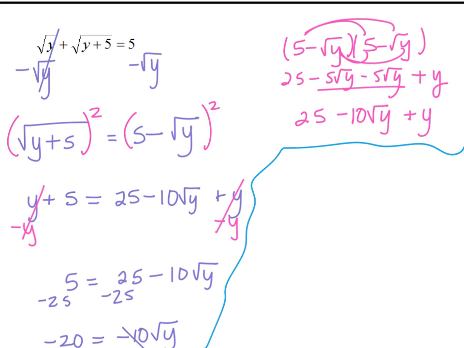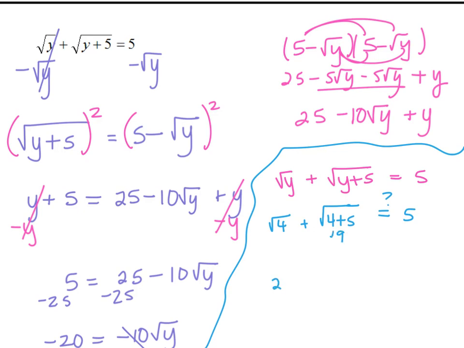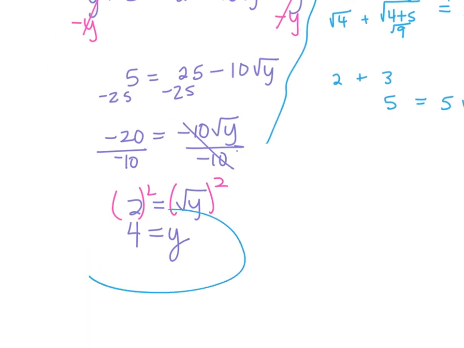The original equation is the square root of y plus square root of y plus 5 equals 5. And we said that y equals 4. So let's check and see if it works out. So we have the square root of 4 plus the square root of 4 plus 5. We want to know, does that equal 5? Alright, well the square root of 4 is 2. 4 plus 5 is 9, and the square root of 9 is 3, which 2 plus 3 is 5, which equals the 5 on the right. So y does equal 4.